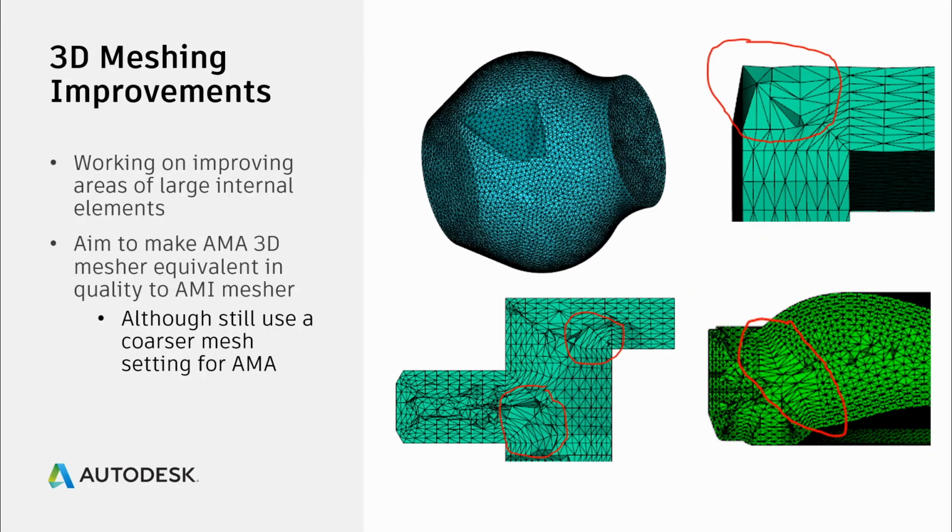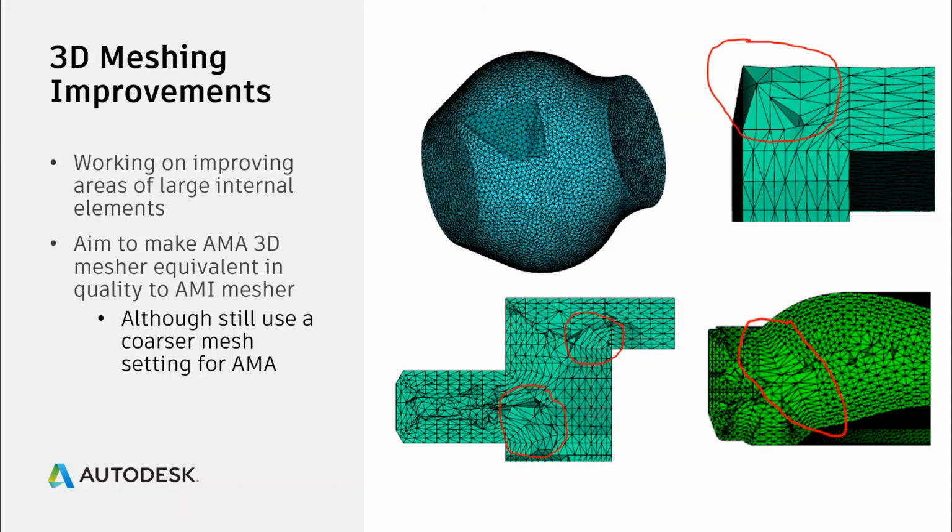Another long-term development we're working on is to improve our 3D meshing functions. I mentioned previously some improvements to the surface meshing, but we're also working on improving areas where the 3D meshing introduces large elements that are inappropriately large compared to the surrounding mesh. And a few examples of these problem areas are shown here on the screen.